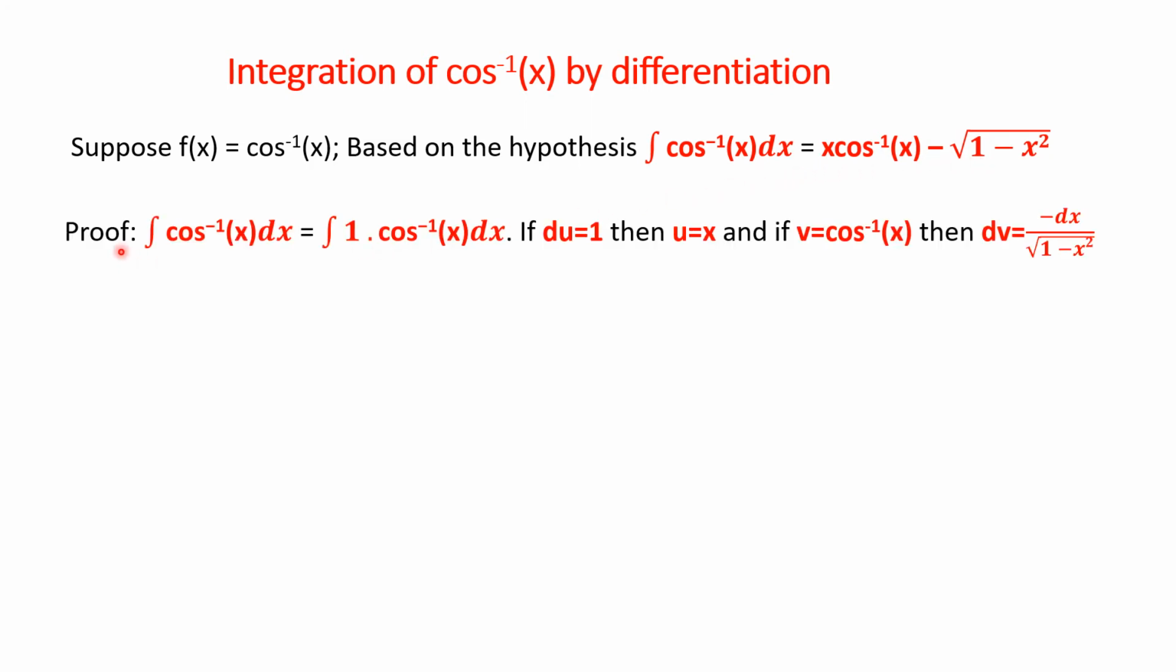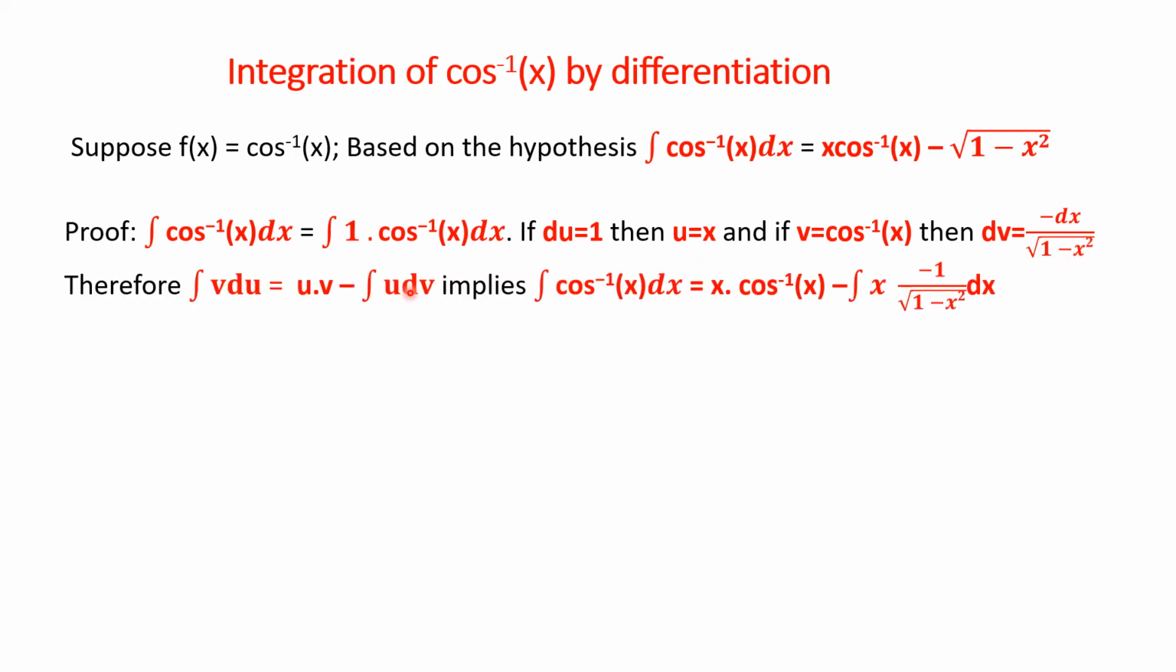Proof. Integration of cosine inverse of x dx equals integration of 1 multiplied by cosine inverse of x dx. Now we can choose 1 for du. So if du is equal to 1, then u will be equal to x, and we have no choice but to choose v for cosine inverse of x. So if v is equal to cosine inverse of x, then dv will be equal to negative dx divided by square root of 1 minus x squared.